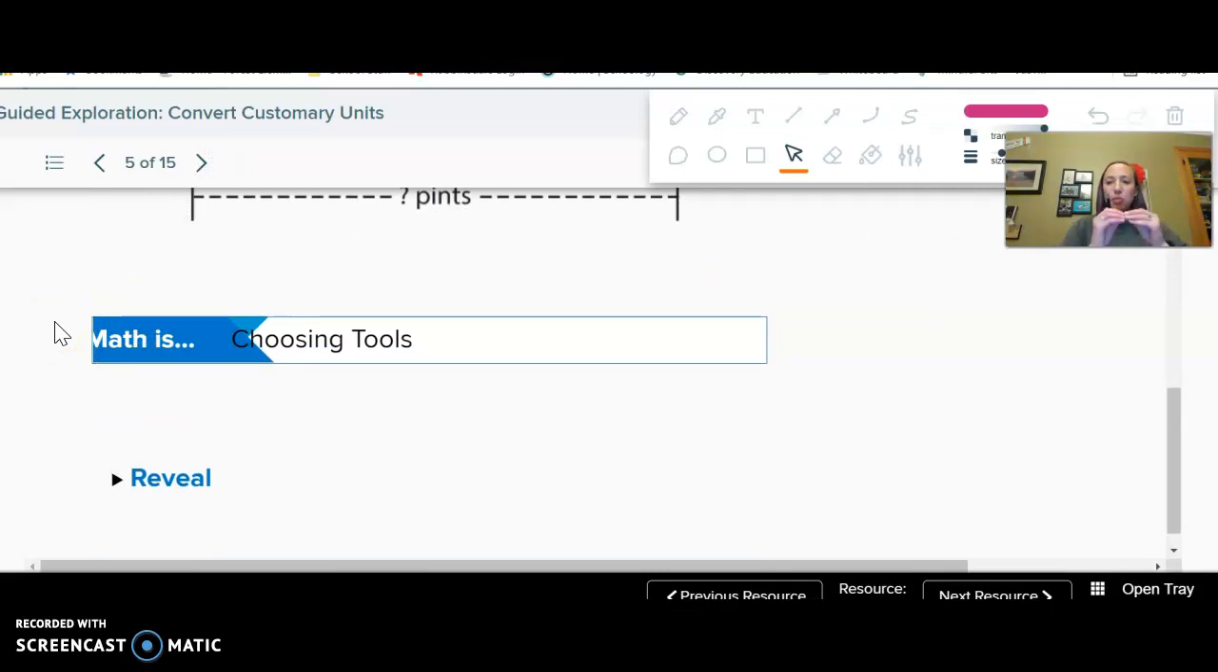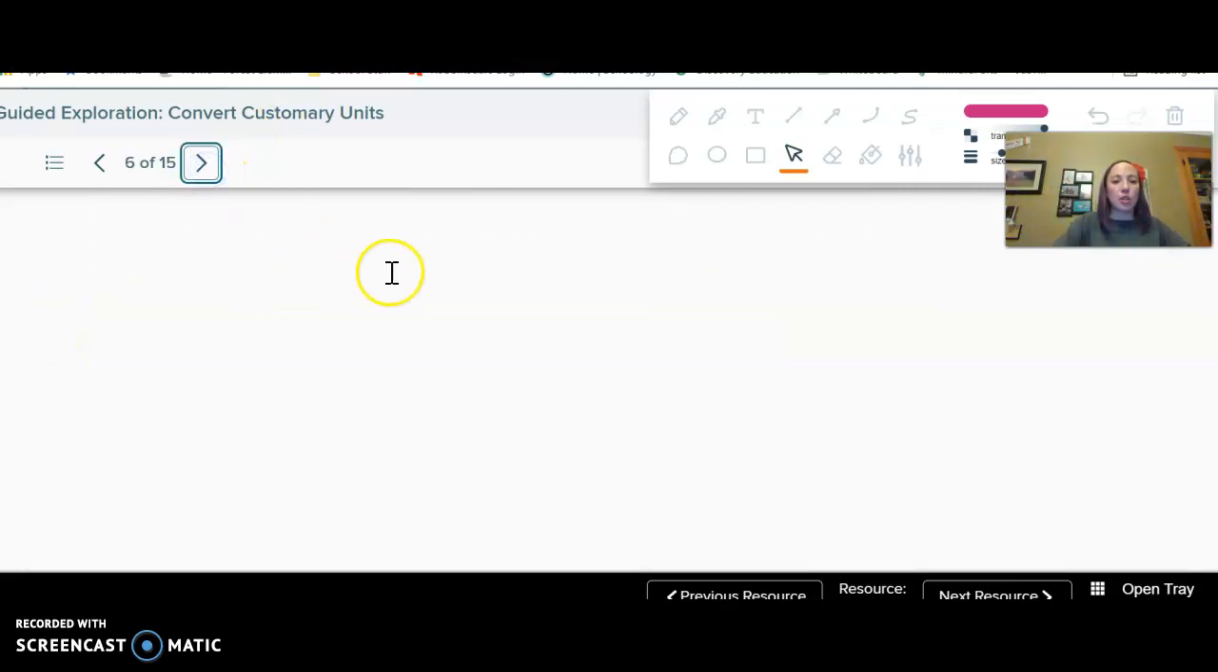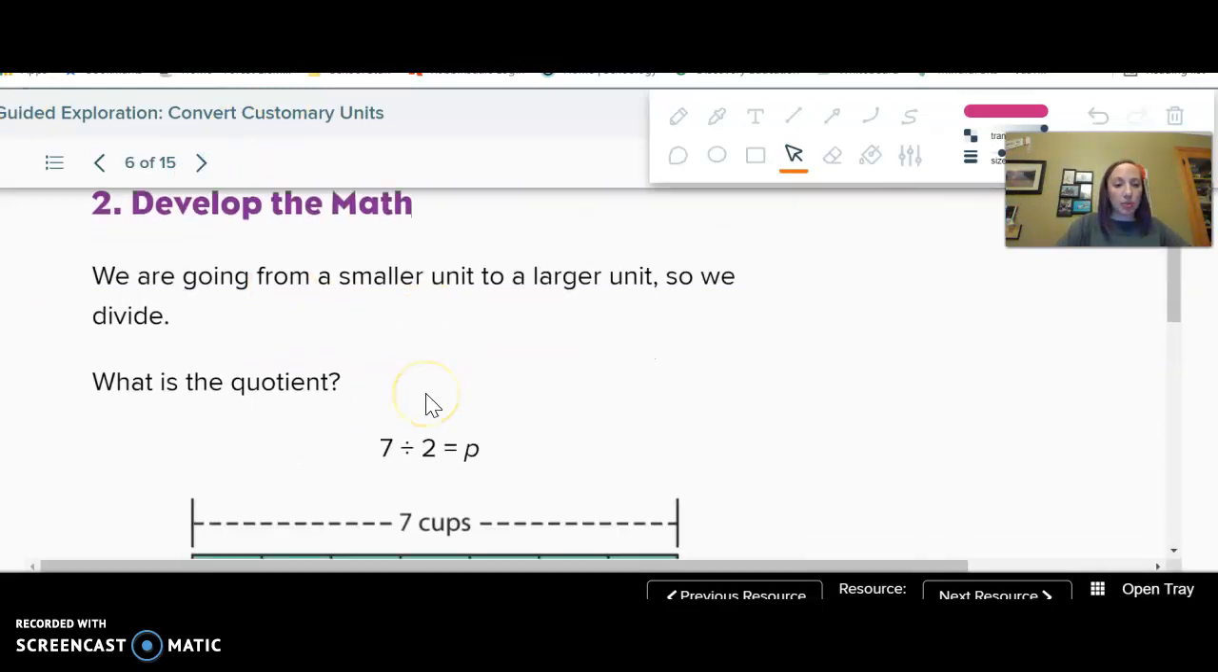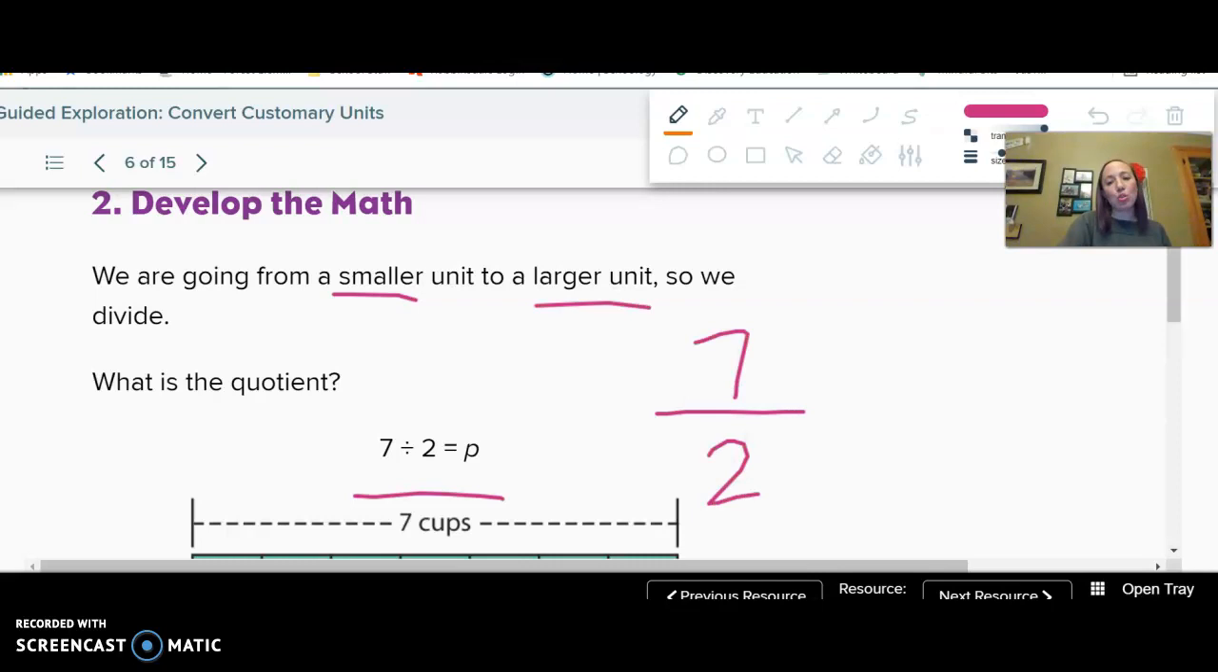Because we're going from something smaller to bigger. Cups are smaller than pints. So then I can do 7 cups divided by 2, because I'm going from smaller to bigger. So I can divide. And 7 divided by 2 I can write with a fraction bar, which we've talked about, that turns into 3 1/2.